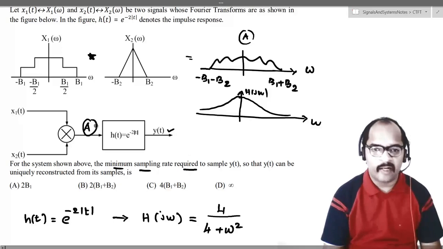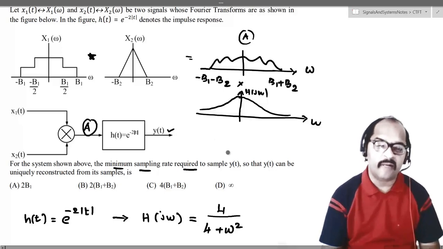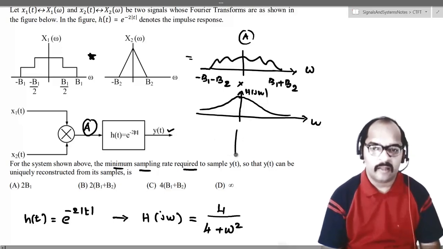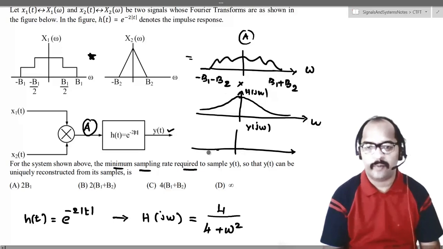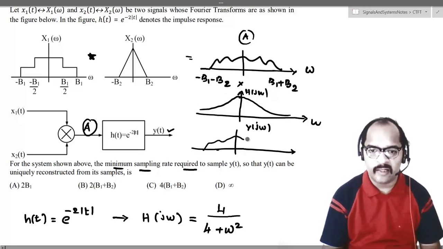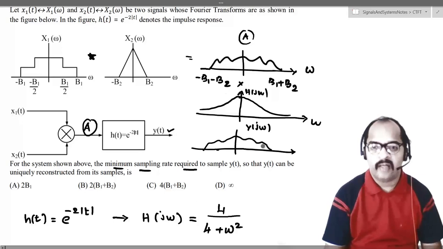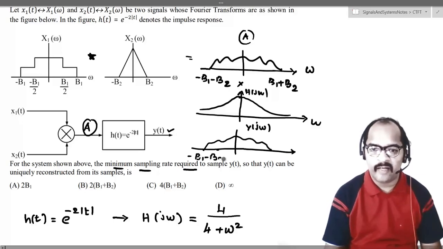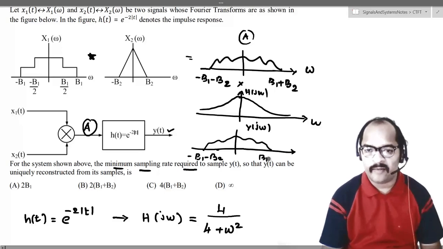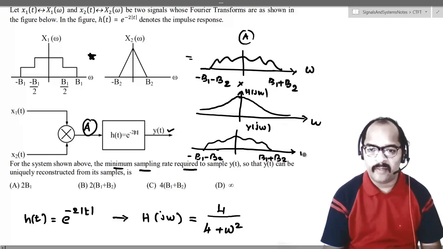So the Fourier transform at a and H of j omega should get multiplied. After multiplication, what happens? The overall product will give you the Fourier transform of y of t, which is Y of j omega. After multiplication, again you have a nice funny shape. That funny shape exists from minus b1 minus b2 to b1 plus b2.